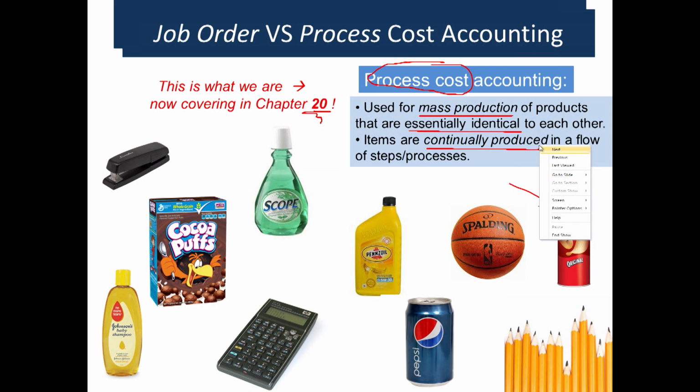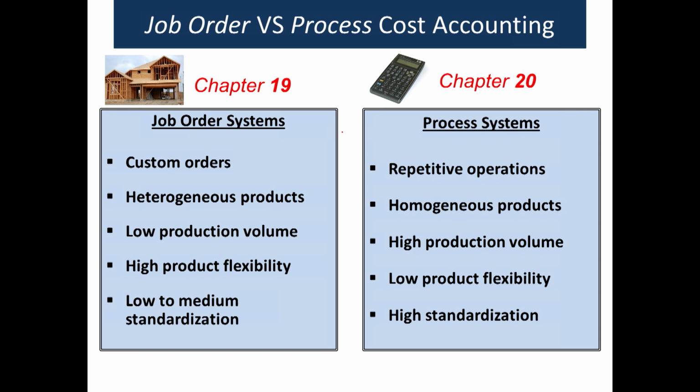To do a little contrast between chapter 19 and chapter 20, let's take a look at this. In chapter 19, as I said, it's a custom order situation, right? Whereas in chapter 20, it's a repetitive operation that they do all the time, okay? Chapter 19 products are heterogeneous. Hetero means different, right? They are different from each other, such as if you are building a custom-built house, there's no other house exactly like that in the whole world, right? It's built to your custom order. Whereas in chapter 20, they're homogeneous products. They're pretty much the same as each other, okay?